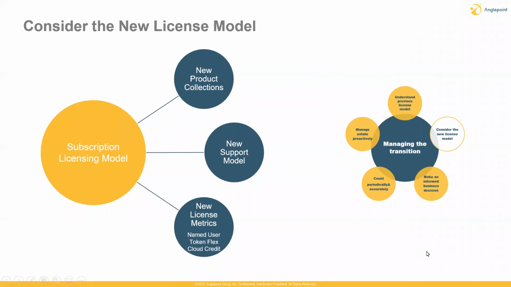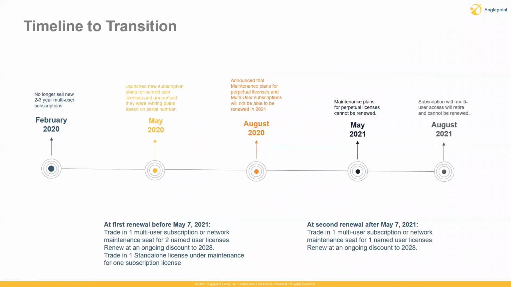Thanks, Craig. Okay, so now we have an understanding of what's changing. Let's go through the timeline for navigating this change. So in February 2020, Autodesk announced that they were no longer selling 2 to 3 year multi-user subscriptions. In May last year, Autodesk launched the new subscription models that Craig mentioned and announced they were retiring plans based on serial numbers and putting the user at the center.